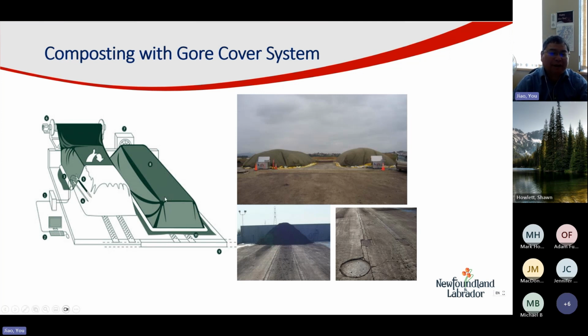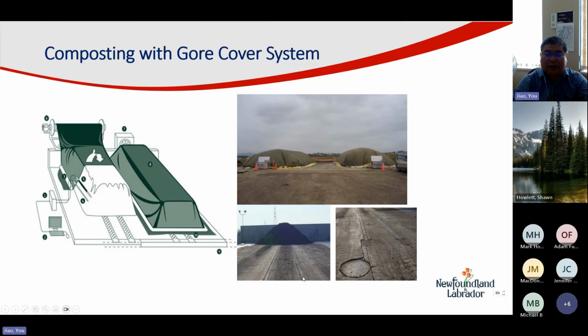Basically, the cover breathes and does not allow water, rainwater, to come into the compost pile, but allows air exchange. Like the rain gear we purchase for clothes, it is a gore cover material that basically allows the air to go through. And this is the cover, like a brick cover. Underneath you see there's a tunnel, and through it you have the air.